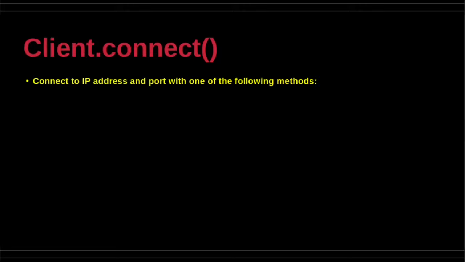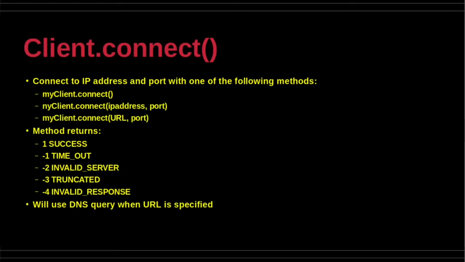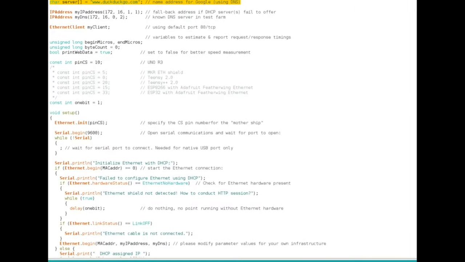The Ethernet client can connect to an address or name using one of three different methods. Each method returns a response code that is enumerated in the slide. When a name is used, it is resolved to an IP address using DNS query services.